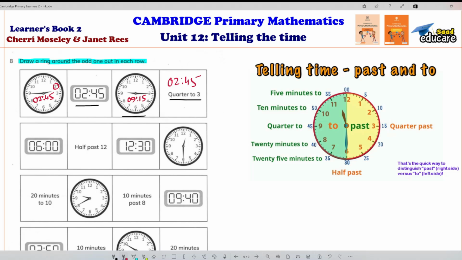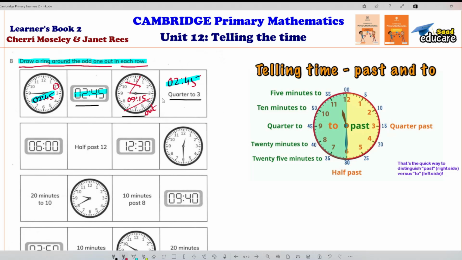So look here, this is 2:45, this is 2:45, and this is 2:45. It means this one should be out. This is out because it's not similar. It mentions 9:15. Our question was telling us to draw a ring round the odd one out in each row.